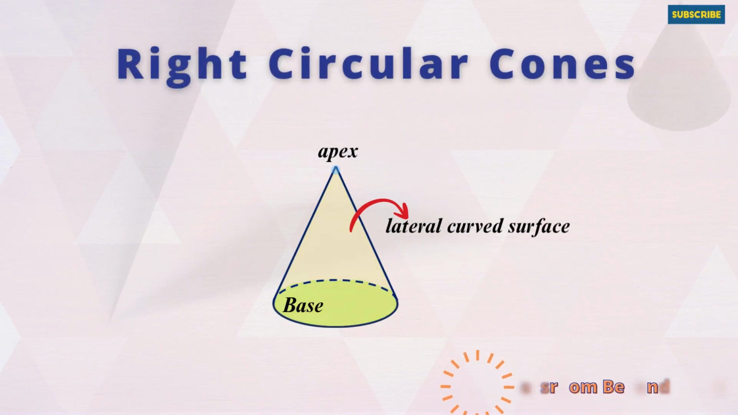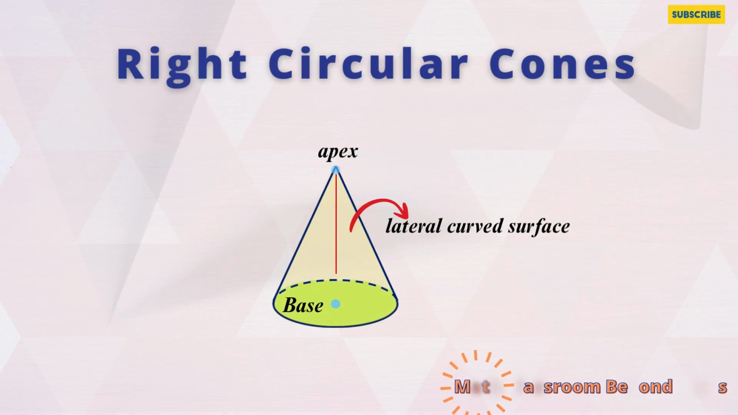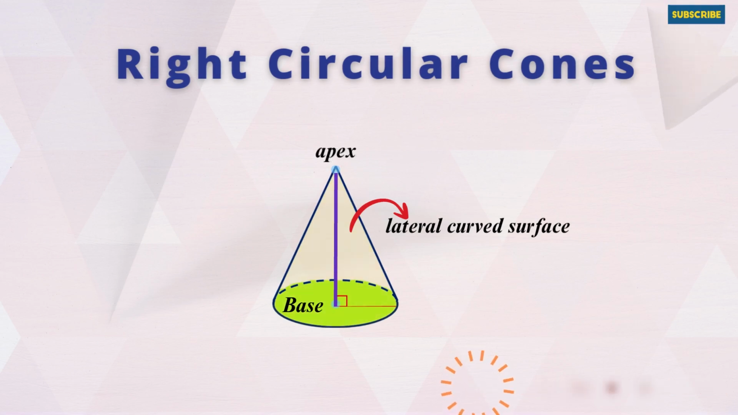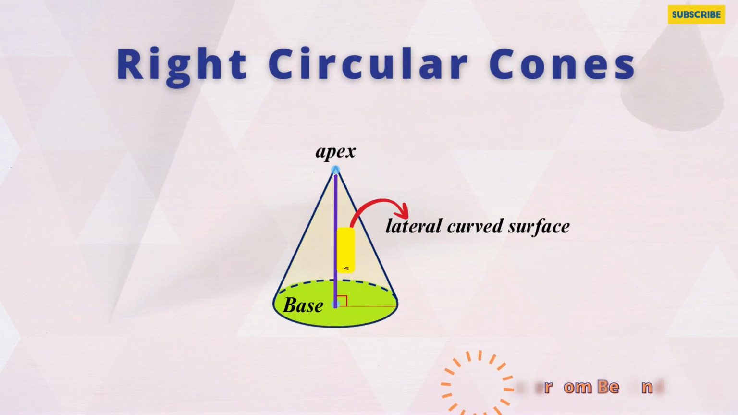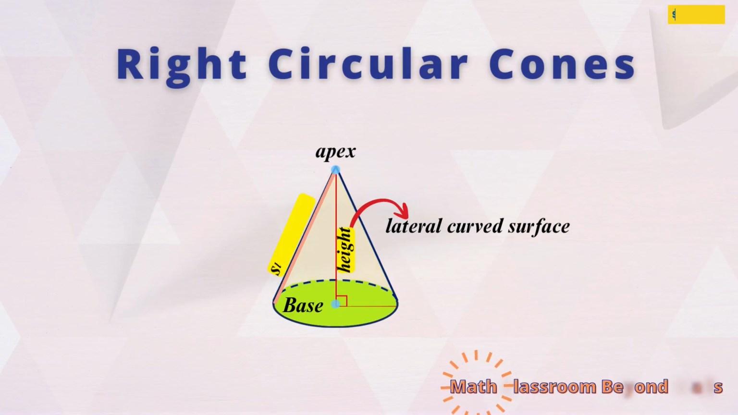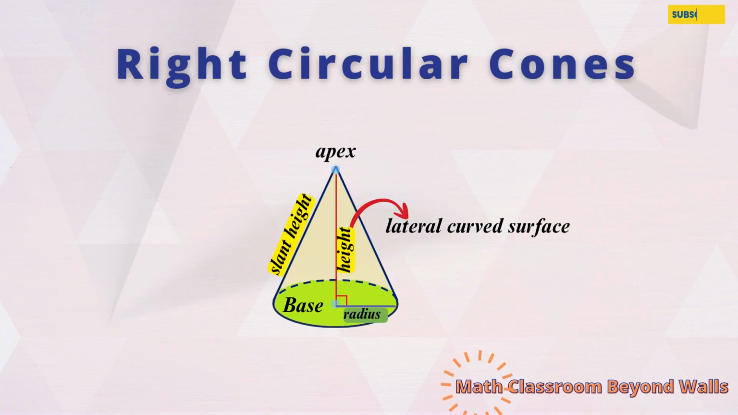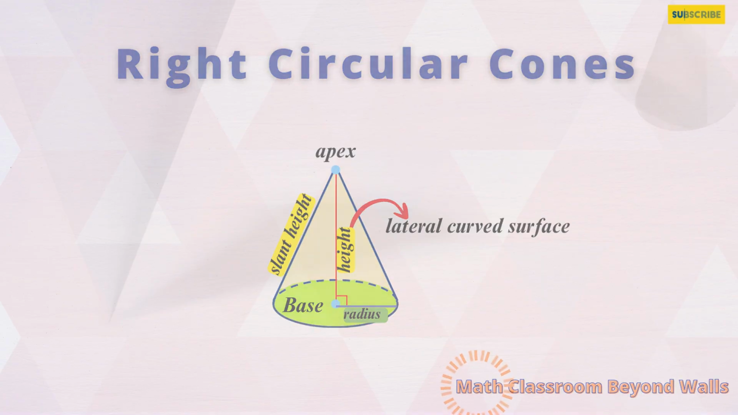These are the cones whose line connecting the apex and the center of the base forms a right angle with the base. This line that is drawn from the apex to the center of the base is the height of the cone. There's another height here, the slant height. This is the height of the curved surface. Another important element of the cone is the radius of the base. This is the distance from the center of the base to any point on the circumference of the circular base.